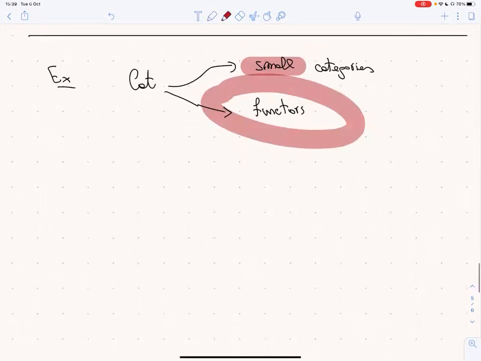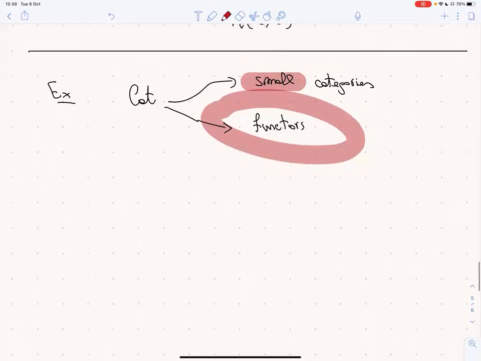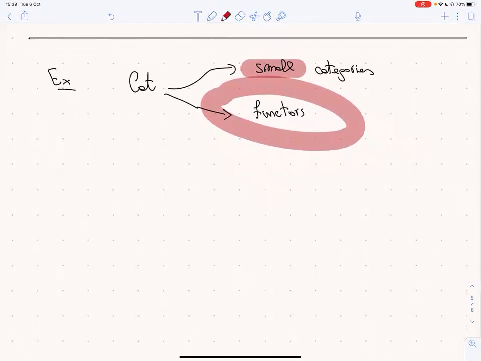But I mean, why did I say it now? Because it just shows that a category per se, it's nothing we care about. What matters is the way categories behave with each other. So what is a morphism of categories? And this concept will be the concept of functors that I will introduce in a moment.